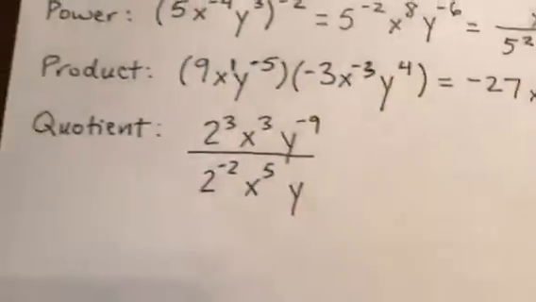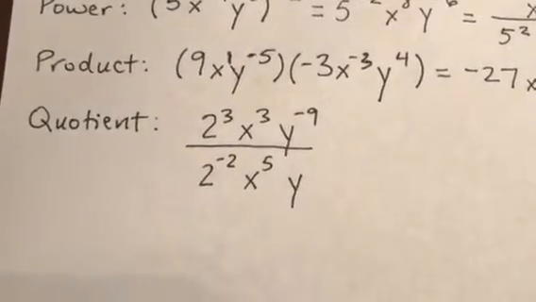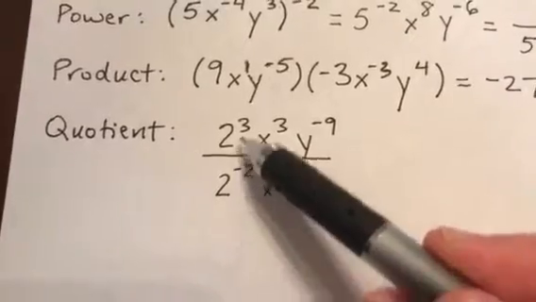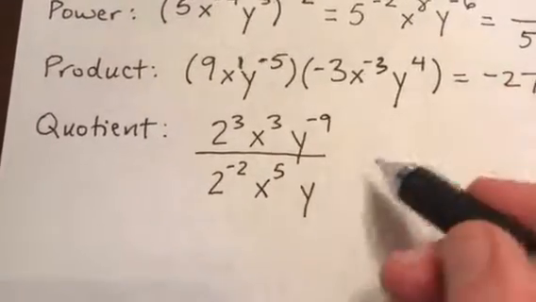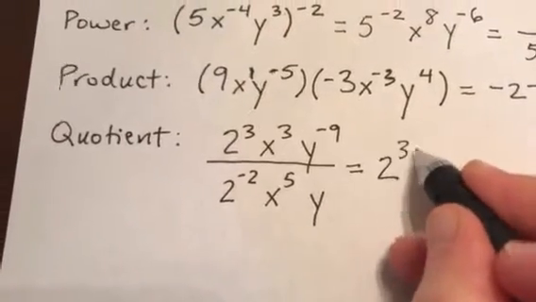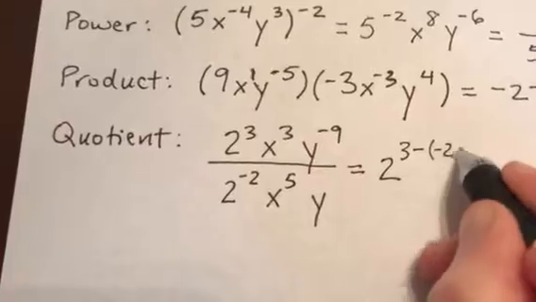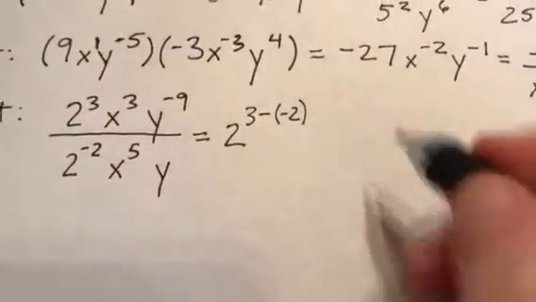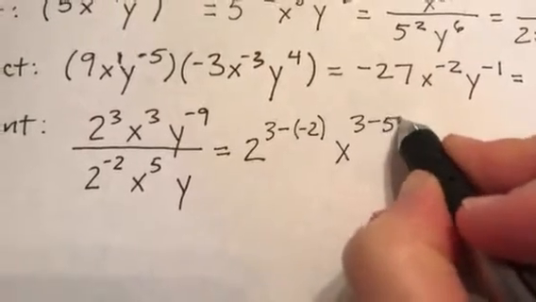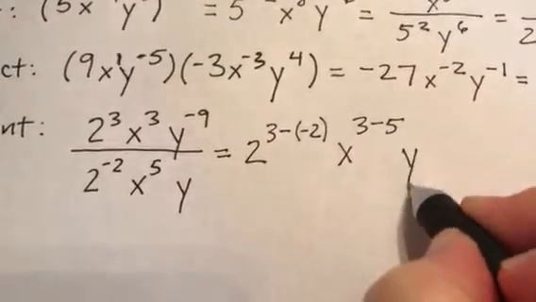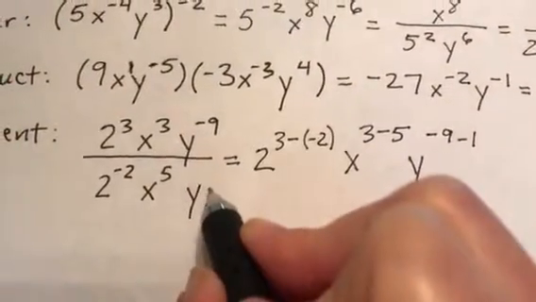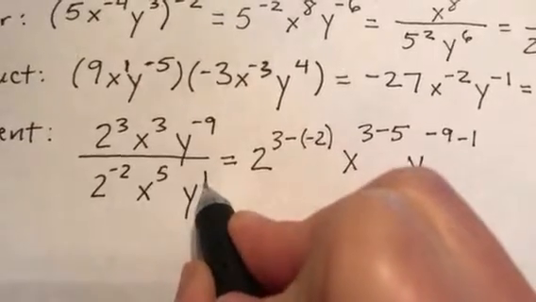Now let's look at the last part. So the quotient rule says that when we have two bases that are alike and we're dividing, we subtract the powers. And so this would be written as 2 to the 3 minus negative 2. I'm writing that out so you can see it. X to the 3 minus 5, and y to the negative 9 minus 1. Because if there's no exponent, that's really an exponent of 1.